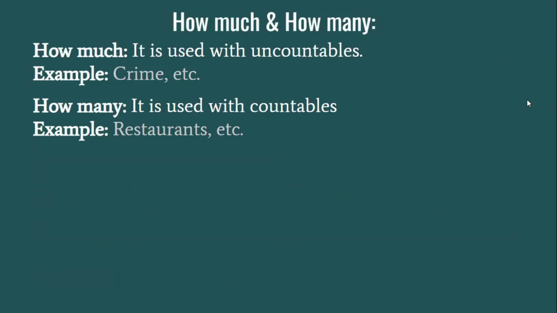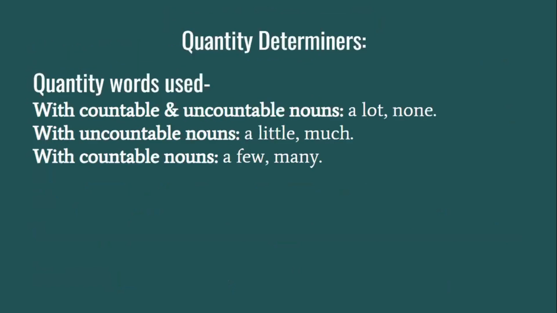Now, in a similar way, we have how much and how many. So remember, how many is used with countables and how much is used with uncountables. For example, how much crime is there in your city? Crime is something that I cannot count. And how many restaurants are there in your city? Restaurants are something that I can count. That is how we use them.